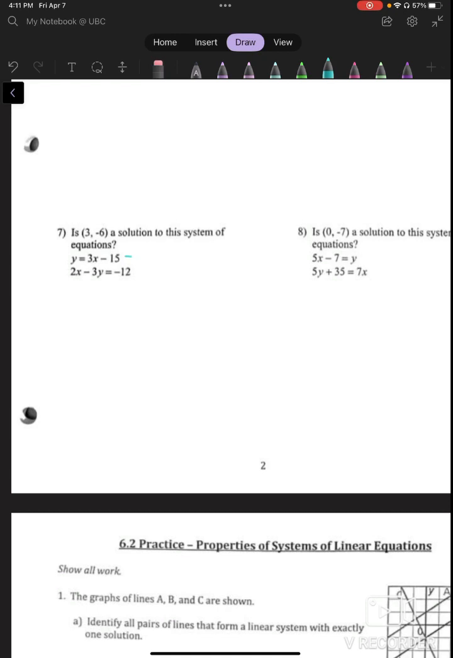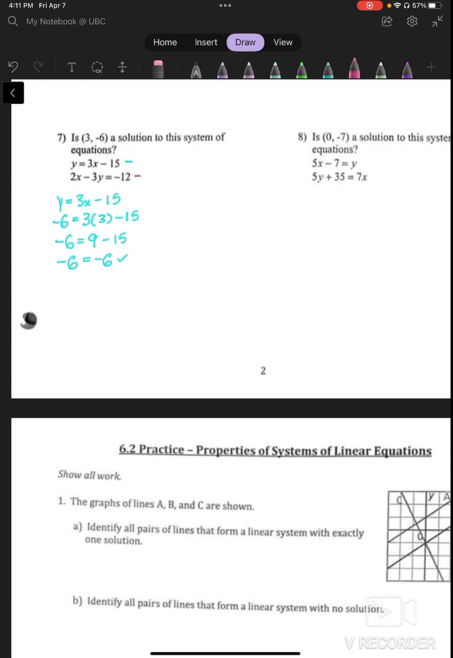So for the first equation here, you have y equals 3x minus 15. And if I plug in the -6 for y and the 3 for x, that will give me -6 equals 3 times 3 minus 15. So -6 equals 9 minus 15. And -6 equals -6. So that one's true, and that means that the point 3, -6 lies on that line.